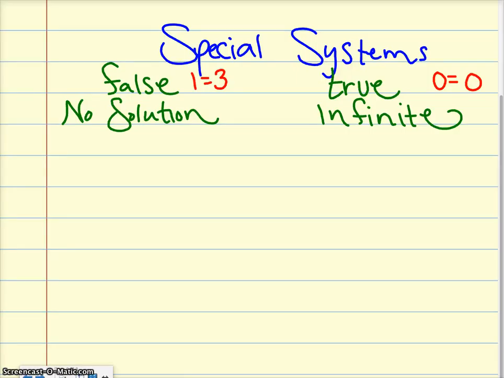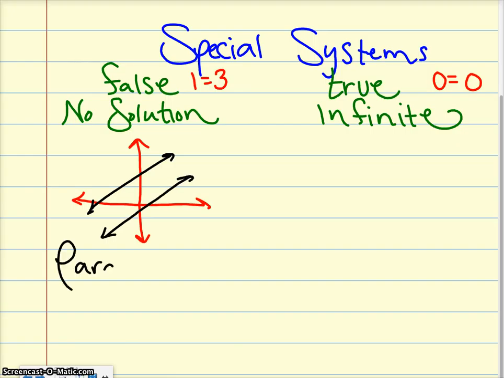So no solution. A system is a point of intersection. It's two lines. So if I have no solution, how many times does it intersect? Never. So never means that they're parallel lines. So no solution means parallel lines. It means they will never ever intersect in your whole entire life. Okay? So if you get a no solution, it means they're parallel.